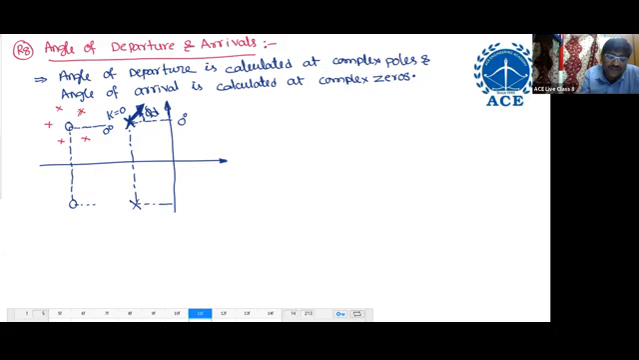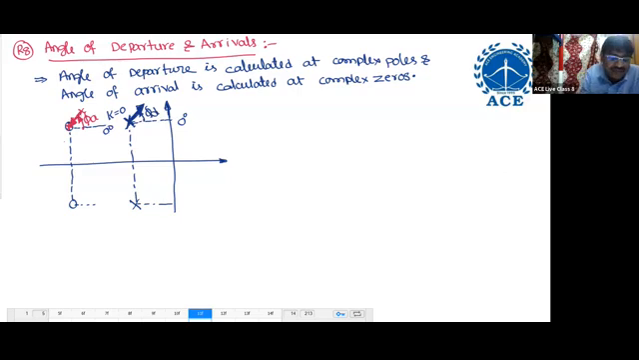For example, this pole is coming like this. With what angle the pole arrives and terminates at a complex zero is given by the angle of arrival. That's all.